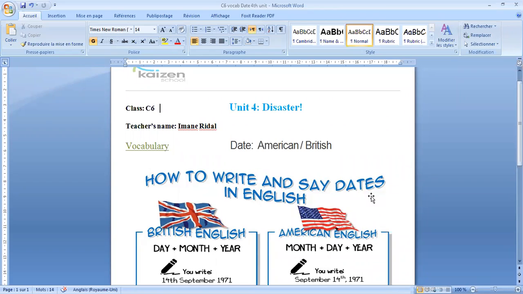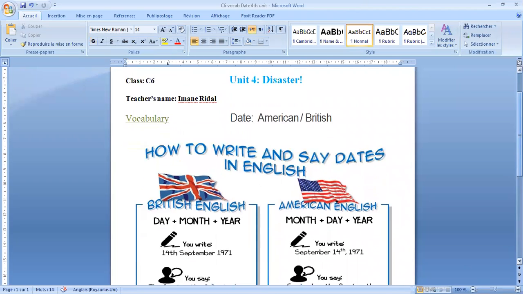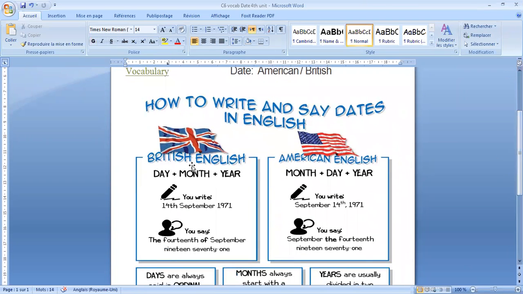Today, before moving to work on our activity book, let's discover the differences in writing dates, American versus British English, how to write and say dates in English. In British English, we'll write the day, the month, and the year.